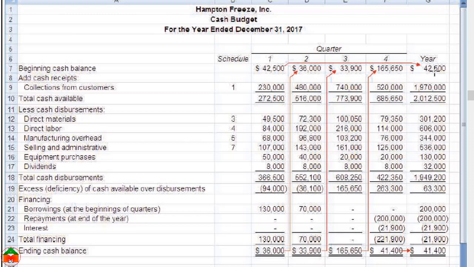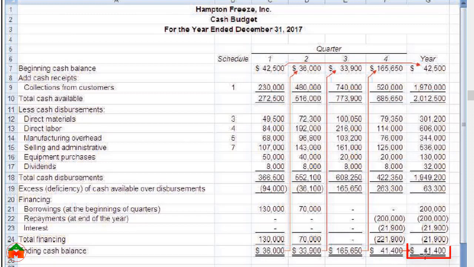I am repeating, in the year column the opening cash balance should be shown from the opening cash balance of first quarter, and in the ending or closing cash balance we will show the last quarter closing balance in the total column. Except these 2 items, opening and closing cash balance, all the items should be shown by adding the total rows. That means in the year column all the items should be shown by adding all the items in the row. For my students, I would like to suggest you that if your ending cash balance and the closing cash balance of total year is same, then your budget is correct.